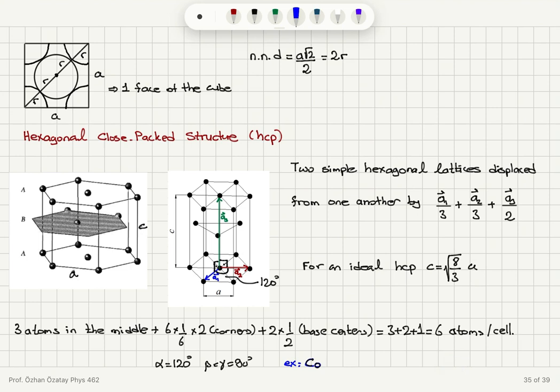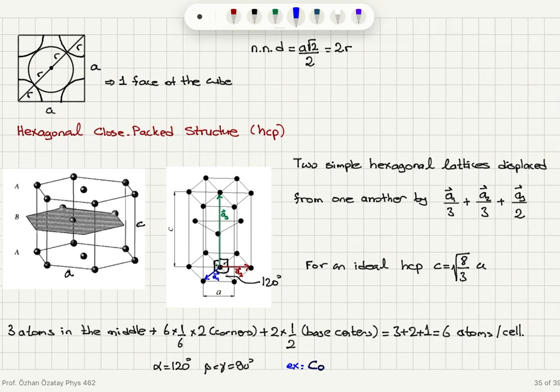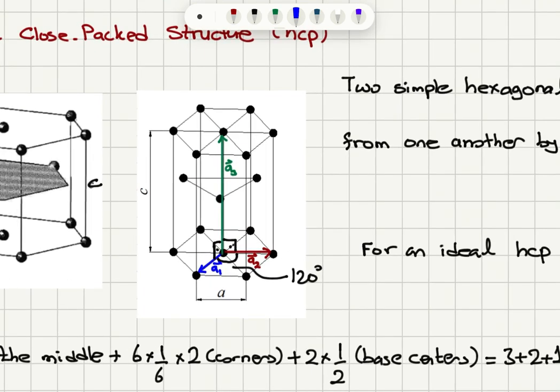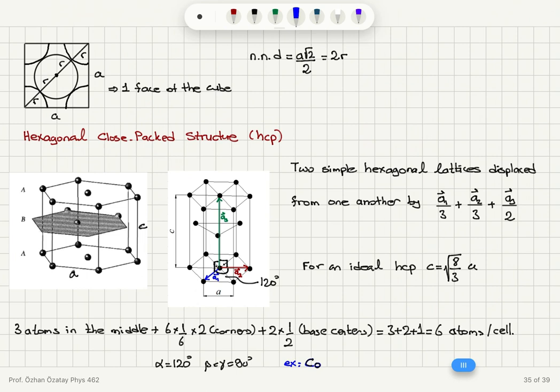It can be considered as two simple hexagonal lattices displaced from one another by a1/3, a2/3 plus a3/2. So what are a1, a2, a3 here? a1 and a2 are two vectors at an angle of 120 degrees with respect to each other, pointing from the center atom, the base center, towards one of the atoms at the corners. And a3 is perpendicular to both a1 and a2. It's basically pointing along the c axis of the hexagon. The simple hexagonal lattice means you don't have the atoms in the middle. So if you take a simple hexagonal lattice, which is a base-centered structure, and you displace it by a1/3, a2/3, and a3/2, you obtain the hexagonal close-packed structure.